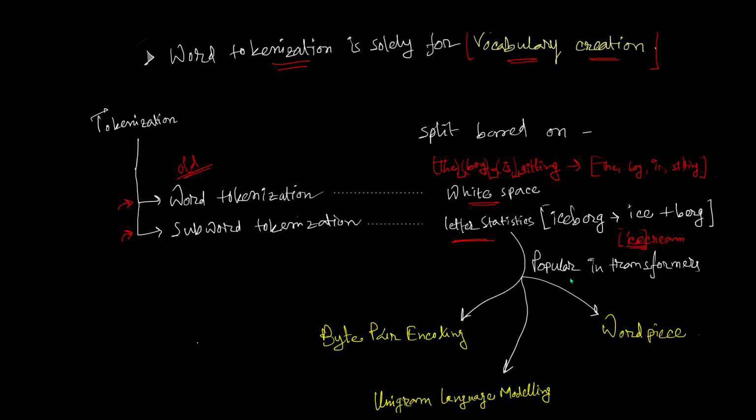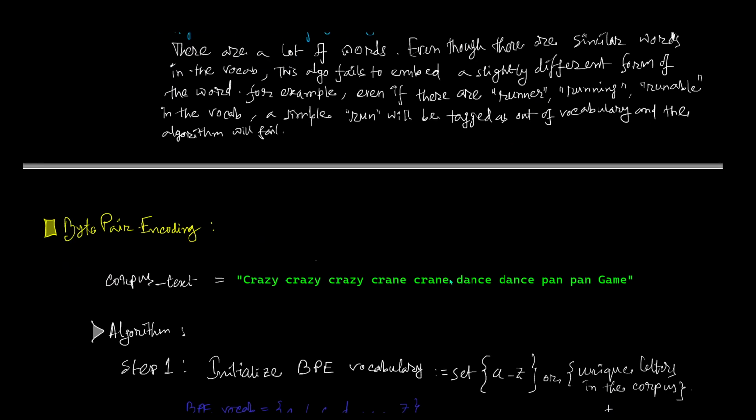We have three major algorithms for subword tokenization: byte pair encoding, unigram language modeling, and WordPiece. We will go through the byte pair encoding algorithm theory today, and in the next video we will see a hands-on from-scratch implementation of byte pair encoding as well. So let's jump into byte pair encoding now.